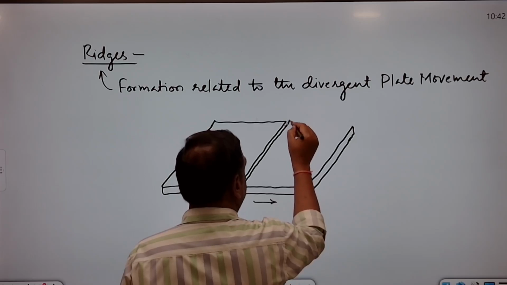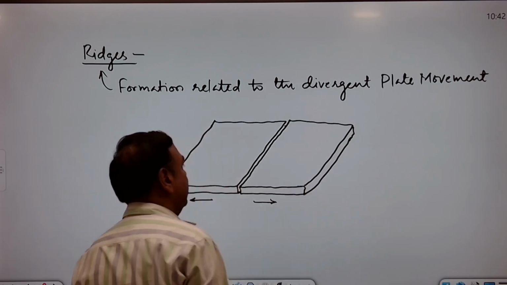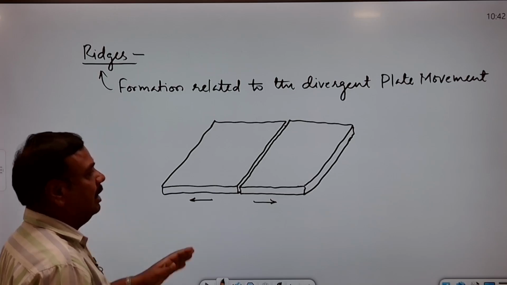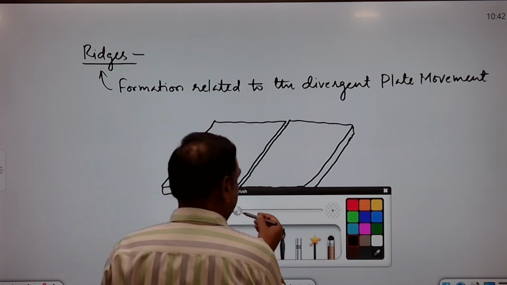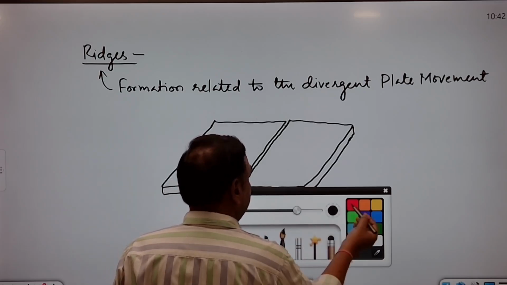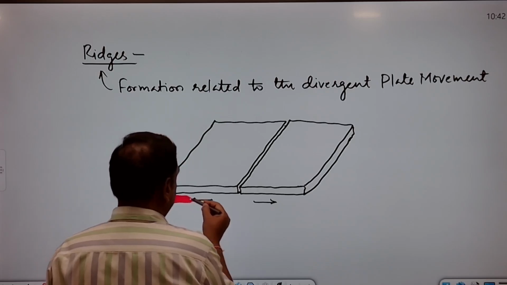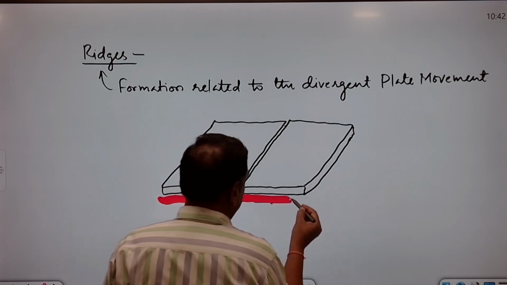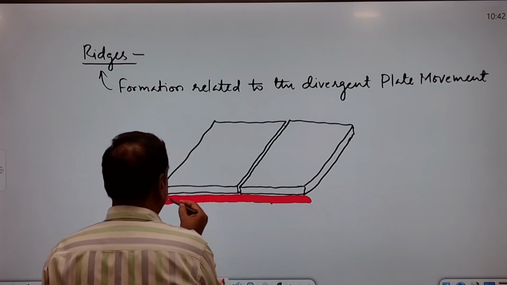The two plates are nearer to each other in this way. Initially they were combined, but after that they were moving, right? So what I make here, say it is the magmatic material, the molten material, over which the plates are moving, okay?